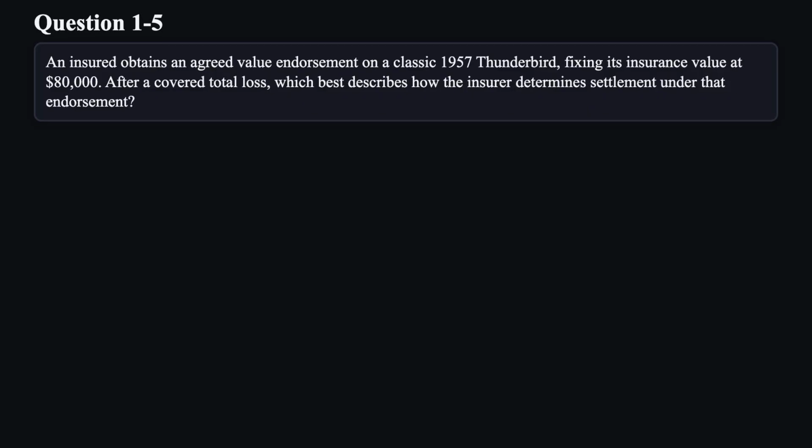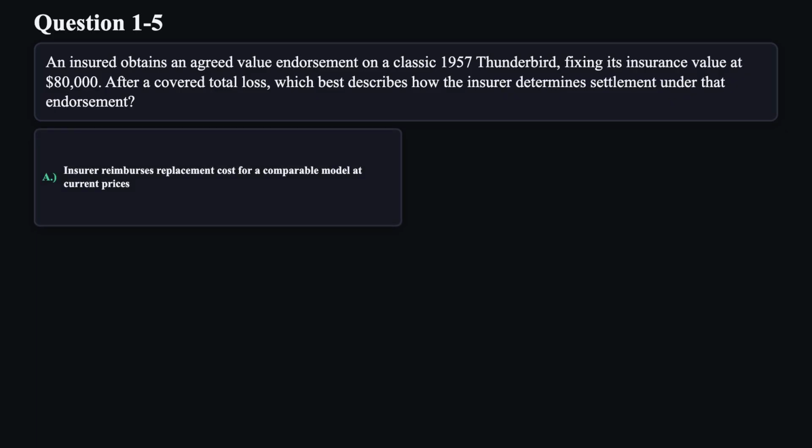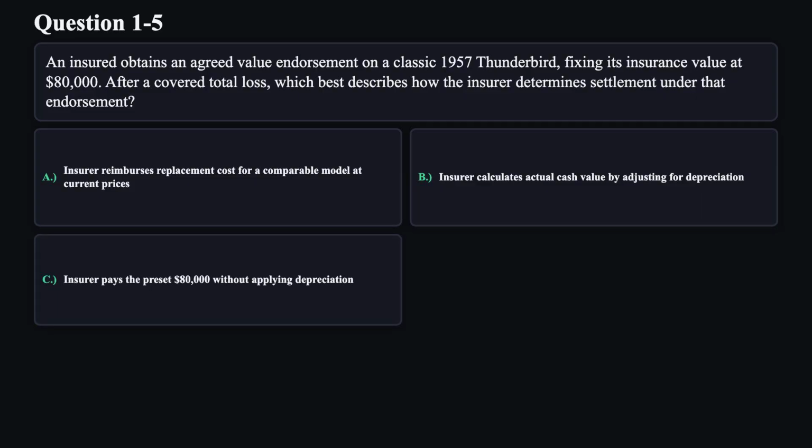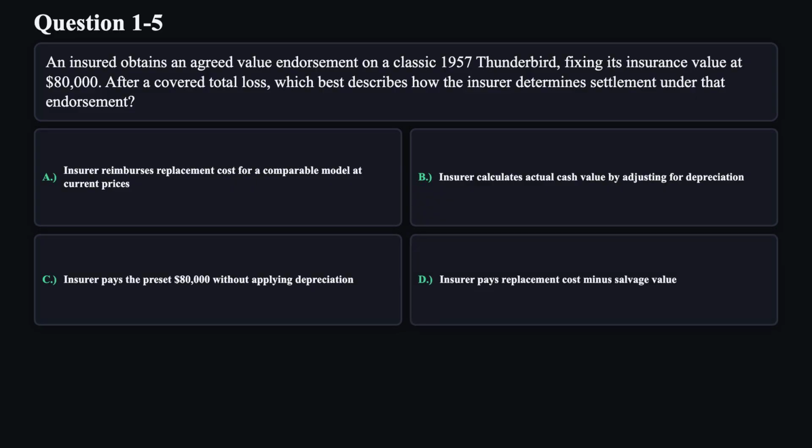Question 5. An insured obtains an agreed value endorsement on a classic 1957 Thunderbird, fixing its insurance value at $80,000. After a covered total loss, which best describes how the insurer determines settlement under that endorsement? A. Insurer reimburses replacement cost for a comparable model at current prices. B. Insurer calculates actual cash value by adjusting for depreciation. C. Insurer pays the preset $80,000 without applying depreciation. D. Insurer pays replacement cost minus salvage value.